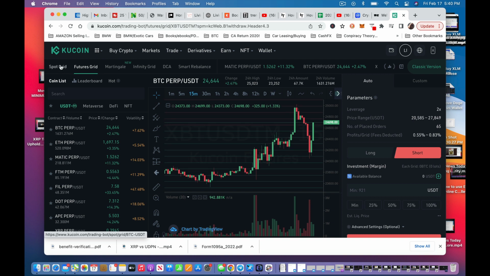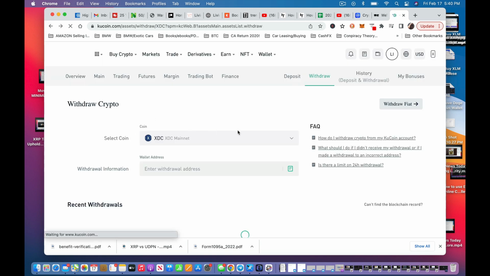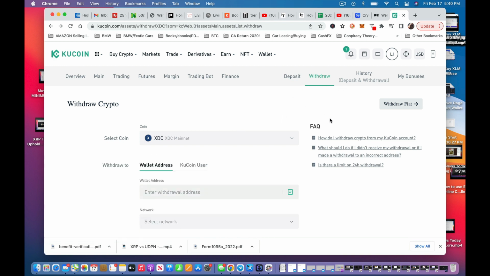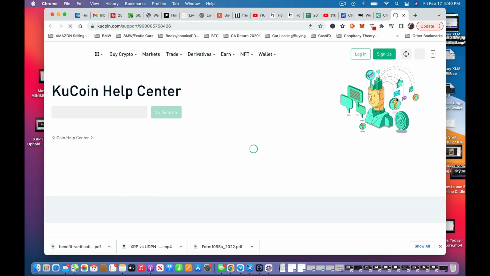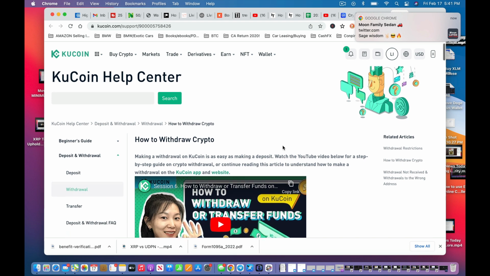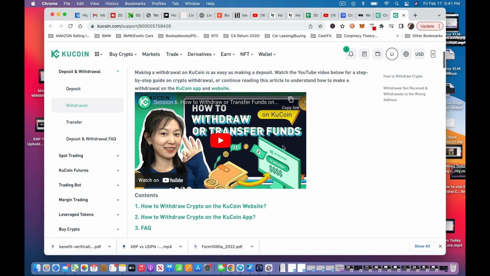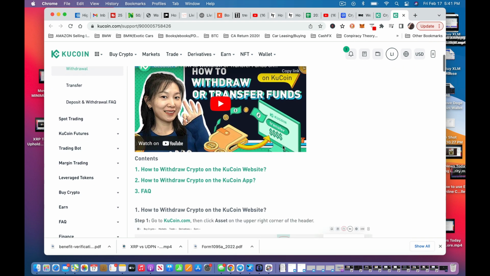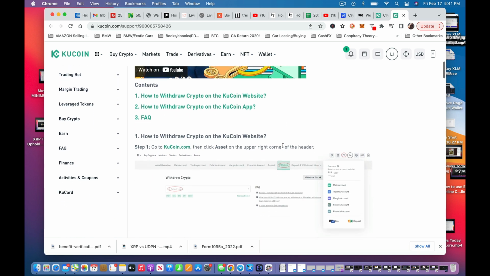So you got spot grid, futures, martingale. I don't know what that is, but it's new. And smart rebalance. Okay, so you know, I will get back to this when I know more about trading. But if you are using KuCoin, that is how you go about it. See, it even has it here. How do I withdraw crypto from my KuCoin account? And it'll tell you. So here's your beginner, and it actually has, what do you know, a YouTube video. But as I described to you, it's pretty easy to do.